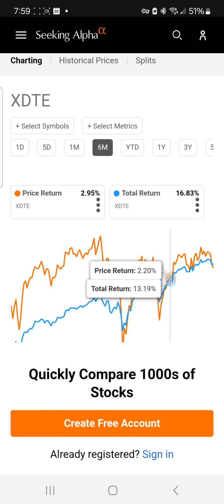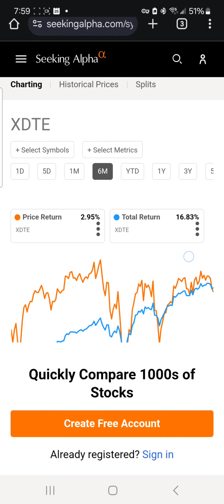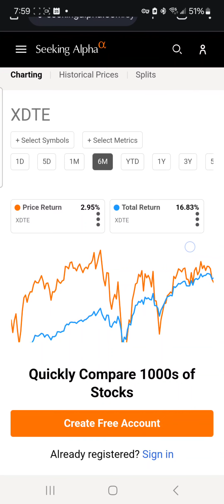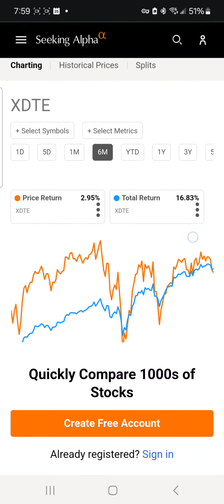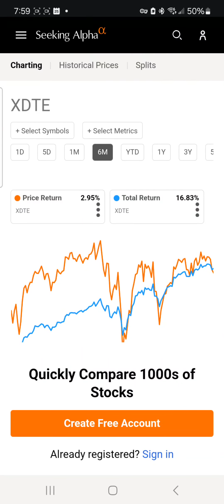But then when you factor in total returns on the right, and you factor in the dividends, you finally get to a total return of 16.83%. 16.83% beat SPYI, which had a 6-month total return of 15.33%. This is why the total return gives you clarity when you're using option-based ETFs or high yield dividend ETFs.